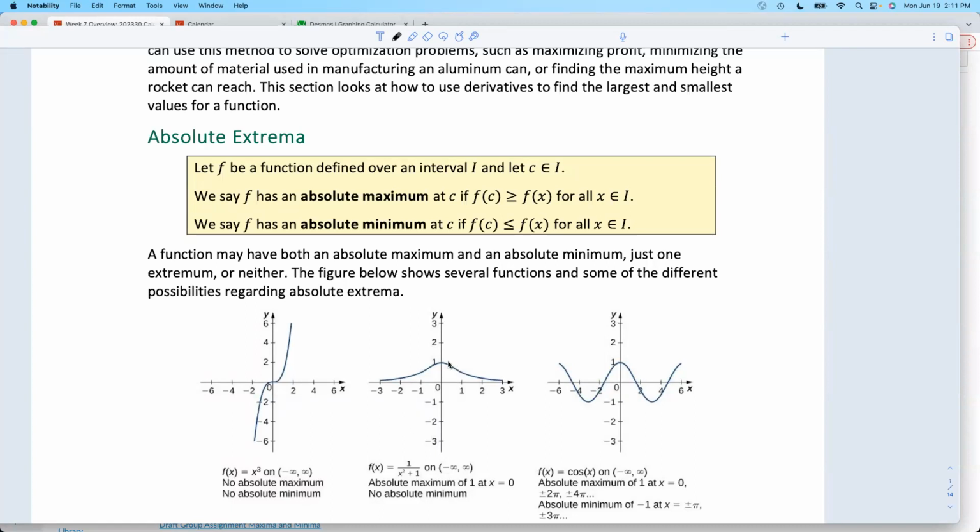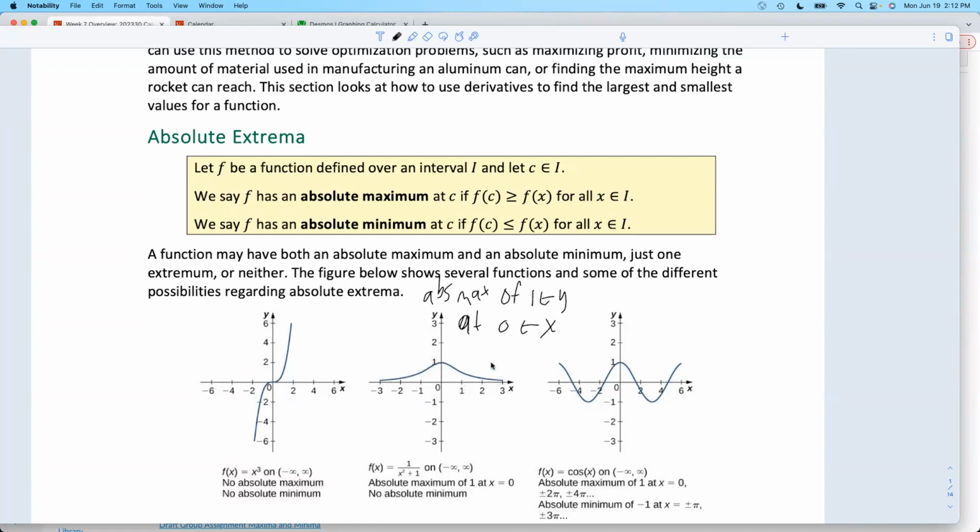This has an absolute maximum at x equals 0. That's where it occurs. What is the absolute maximum? What's the highest y value? 1. So this has an absolute max of 1 at 0. I'm going to write that. So absolute max of 1, meaning the y value, at 0. That's the x value. Of is the y, at is the x.